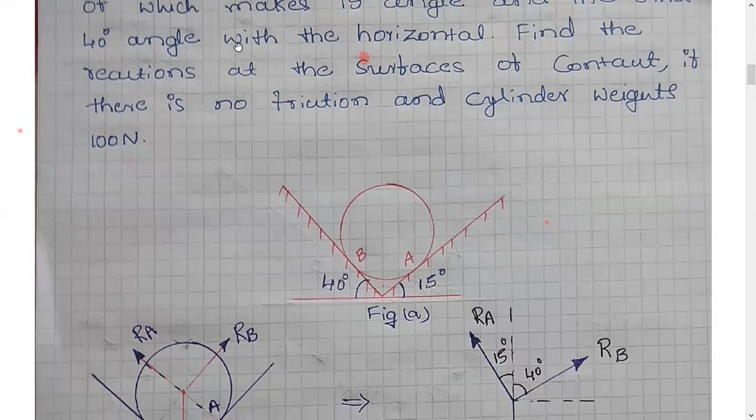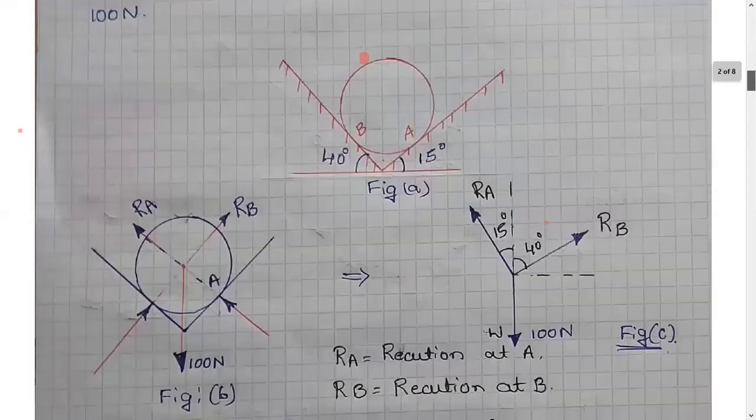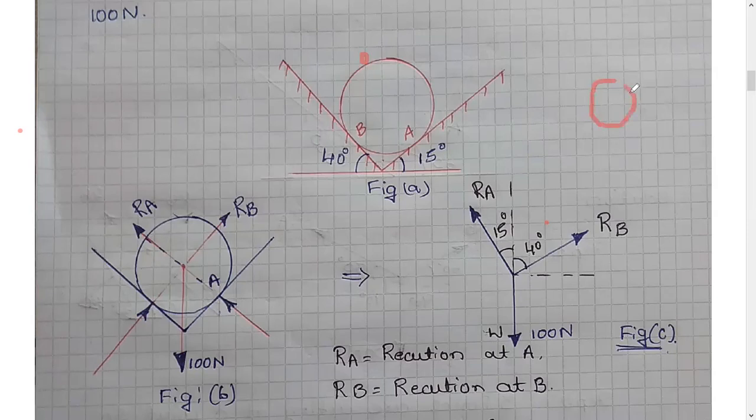So first, we have to draw the free body diagram. As I mentioned earlier, before drawing the free body diagram, first I want to isolate the body. If you isolate the body, first write down the sphere, then write down that it rests on two planes. One is making an angle of 40 degrees and another one making an angle of 15 degrees, right? One is 15 degrees and another one is 40 degrees.